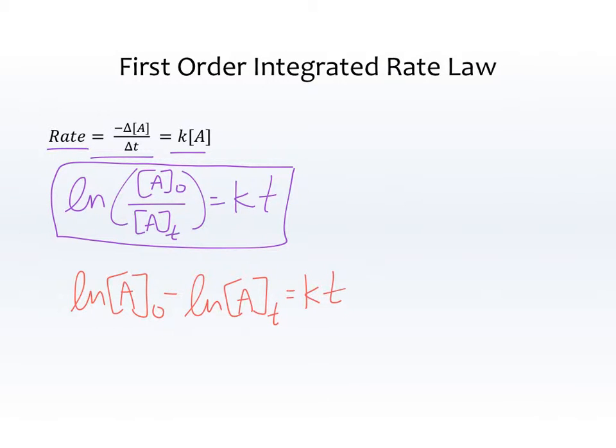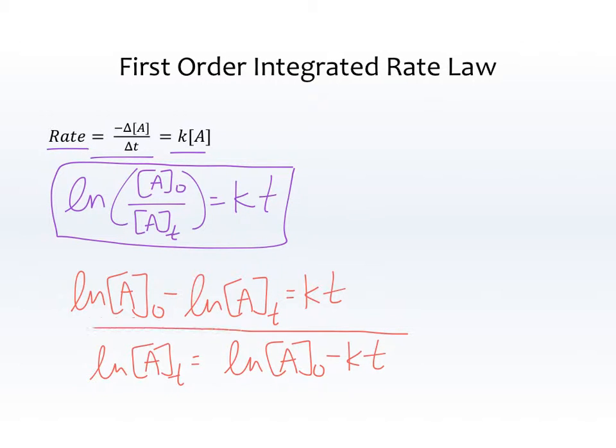If I subtract ln A0 from both sides, I have negative ln At equals negative ln A0 plus kt. And then if I divide both sides by -1, I end up with positive ln At equals positive ln A0 minus kt. And here is another form of the equation. So all I've done is rearrange the equation in purple to turn it into the equation in red.